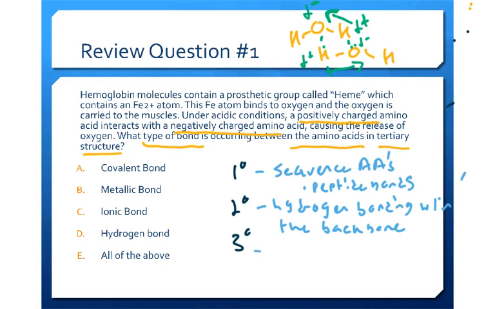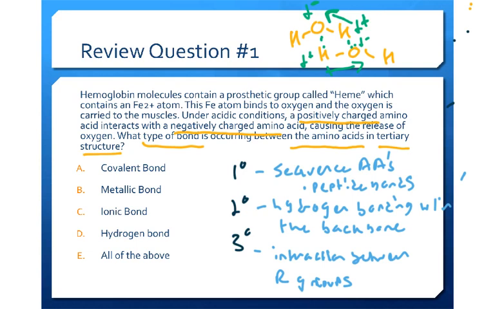Tertiary structure is interaction between R groups. Sorry for my terrible handwriting. So interaction between R groups. Every amino acid has an R group that comes off of its side chain, and those can interact. Those are things like positive and negative charges interacting, hydrophobic interactions, ionic bonds, covalent bonds in the case of disulfide bridges. We can also get hydrogen bonding and things like that.